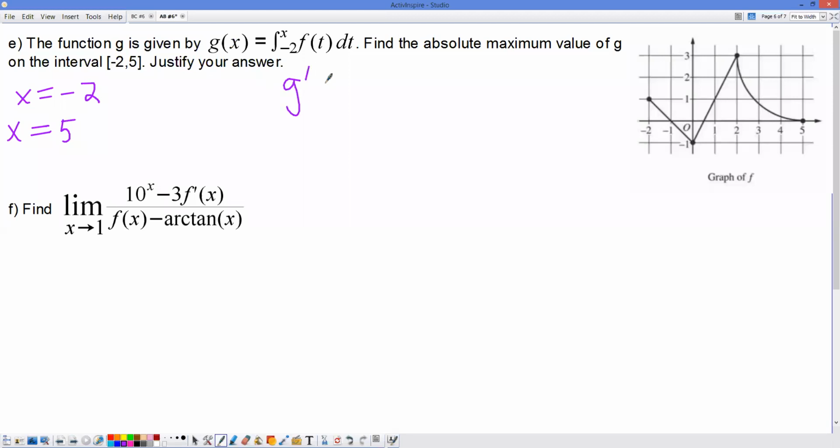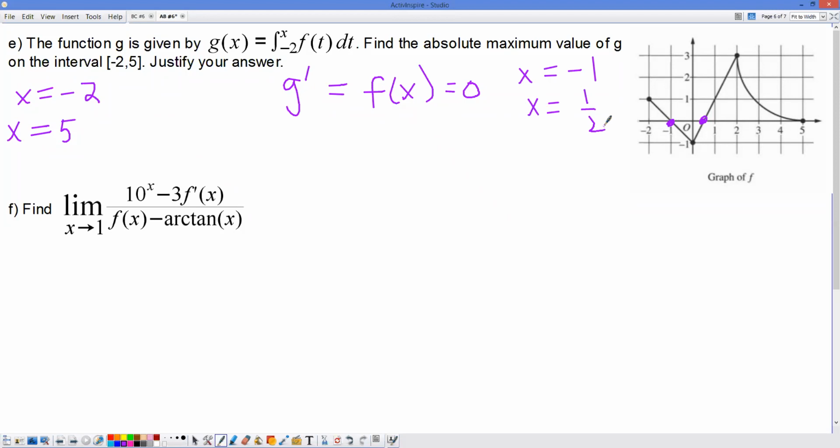So G prime should be equal to just f of x, because the derivative of the integral from a constant to x of a function, according to the first part of the fundamental theorem of calculus, is just that function. So if G prime is f, that means G prime equals 0 whenever f of x equals 0, which we should be able to see pretty easily here. There's -1, and there's a half, and there's also 5, but 5's already in our list over here. So then we need to determine between those values, this is true at x equals -1 and x equals 1/2, which one could be a max.